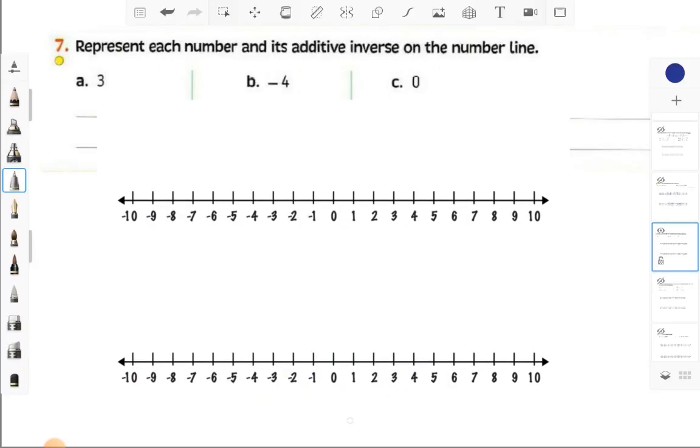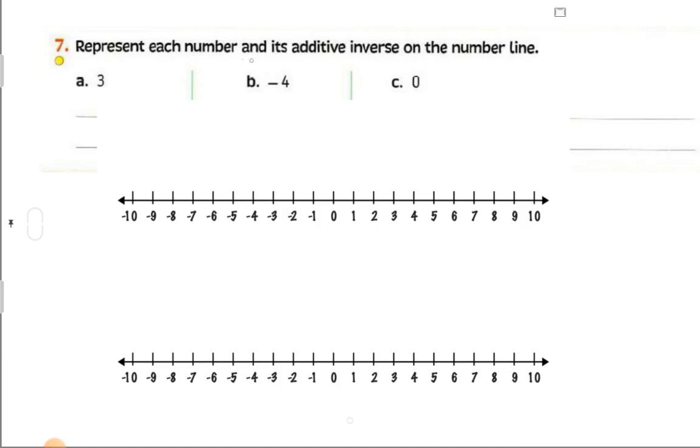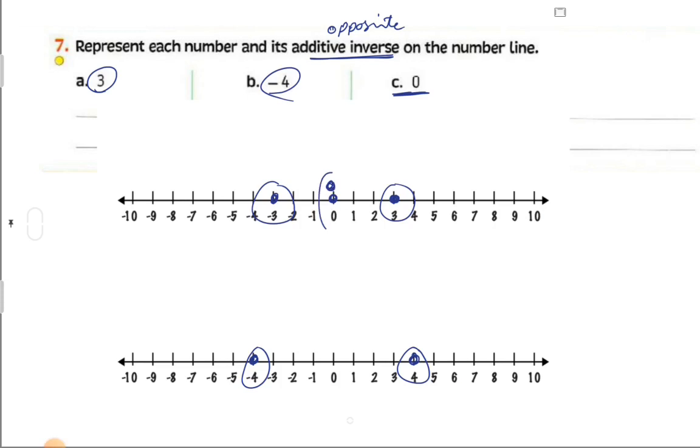Represent each number and its additive inverse. Additive inverse means its opposite. Okay, 3, where is 3? Here. Where's its opposite? Here. Negative 4, its opposite. Where is 0? Here. Its opposite is just here. 0 is the opposite of itself.